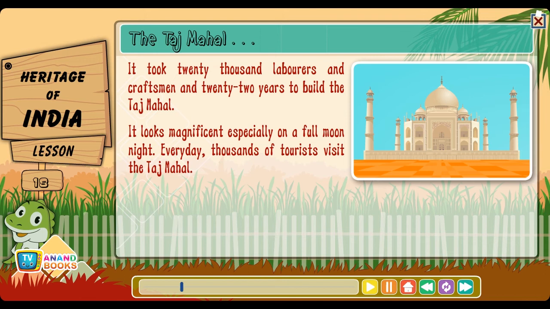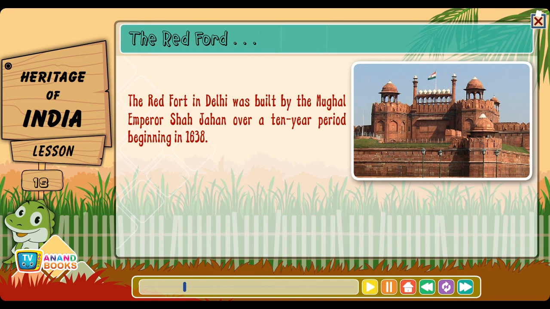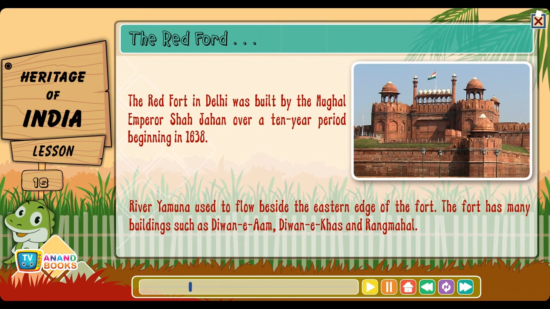The Red Fort. The Red Fort in Delhi was built by the Mughal Emperor Shah Jahan over a 10-year period beginning in 1638. River Yamuna used to flow beside the eastern edge of the fort. The fort has many buildings such as Diwan-e-Aam, Diwan-e-Khas and Rang Mahal.